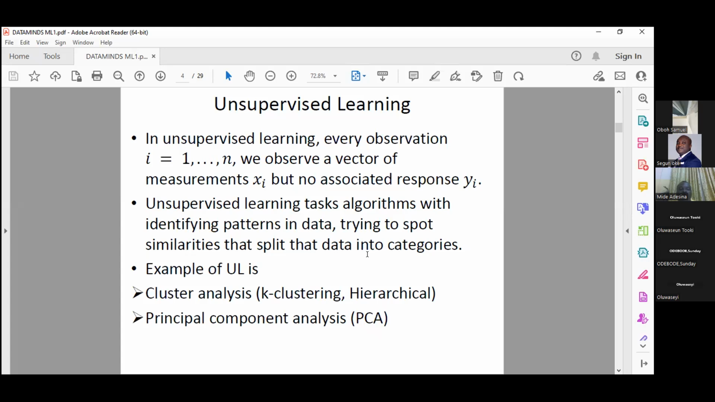An example of that is principal component analysis. In that PCA, we try to reduce the dimension. Then cluster analysis is another aspect of unsupervised learning. What cluster analysis does is look for similarities in the categories provided.